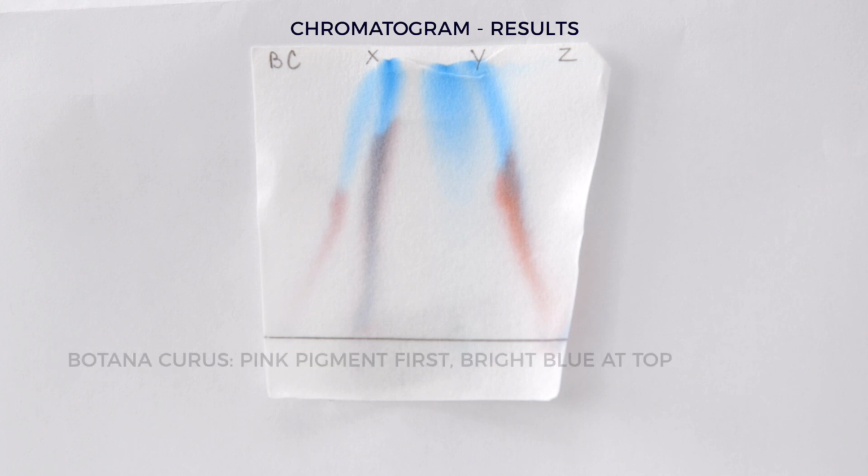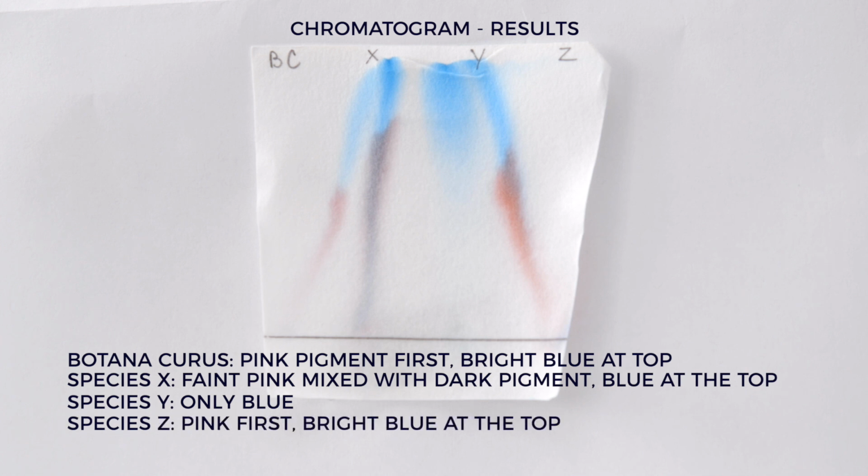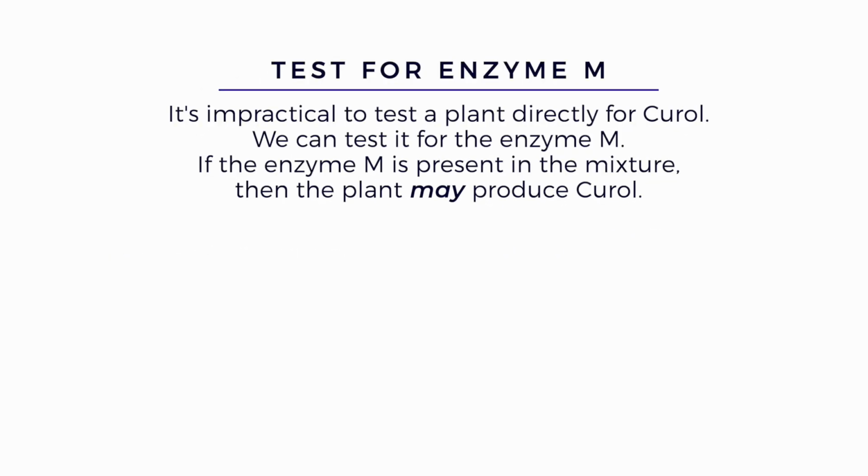Here are the observations. Botana curis, we see pink pigment first and a bright blue pigment at the very top. Species X, we see a faint pink mixed with a darker pigment and then a blue color at the top. Species Y, we only see blue pigments throughout. Species Z, we see pink pigment and then a bright blue pigment at top. Note, the pink and the blue pigments for Botana curis and species Z appear at the same level on the chromatogram. Our next molecular test is for the presence of Enzyme M.